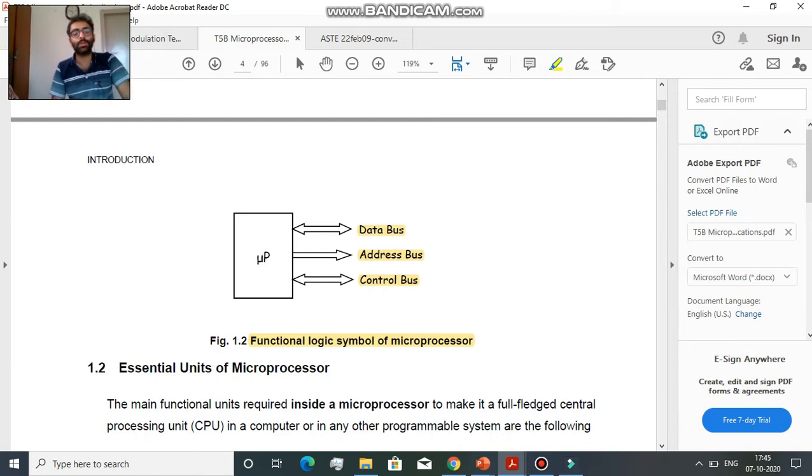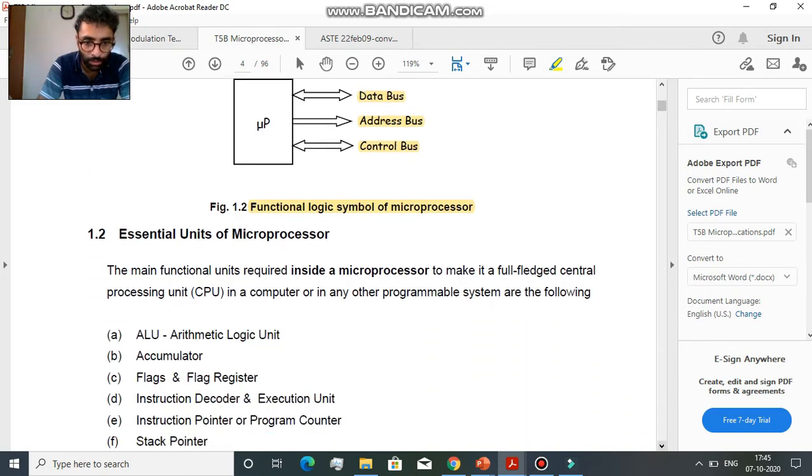Last but not the least is the control bus, through which the microprocessor gets and gives the status commands to the various devices attached to it. So this is what the functional symbol, the logical symbol of a microprocessor looks like.